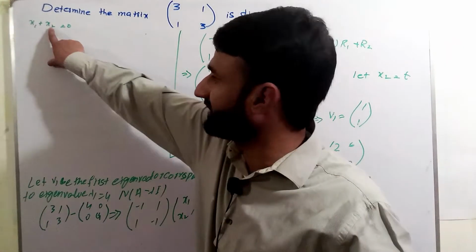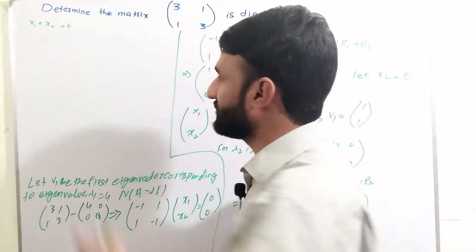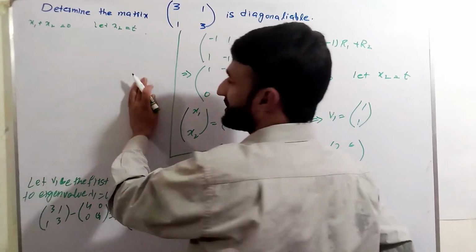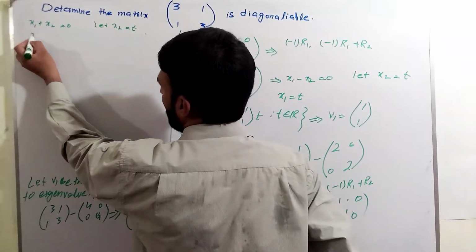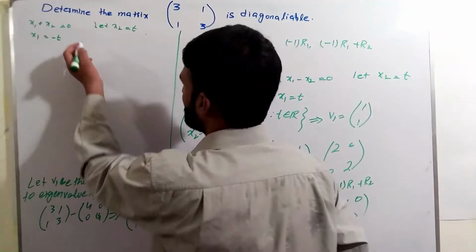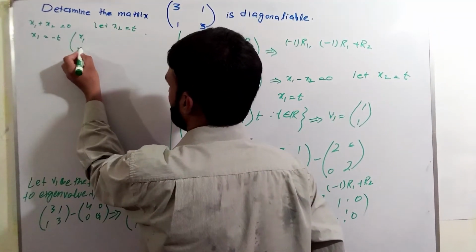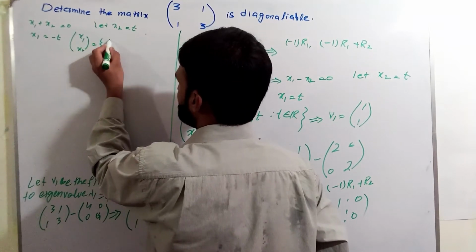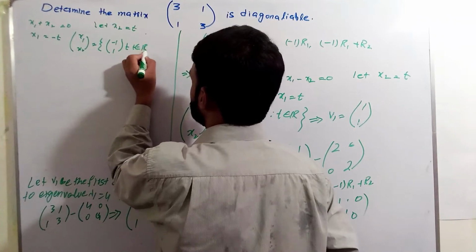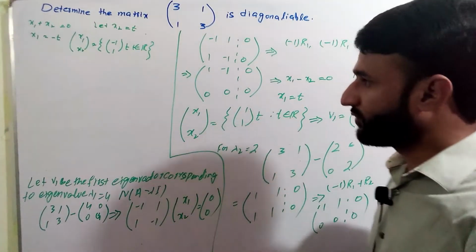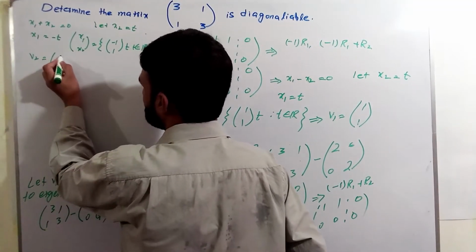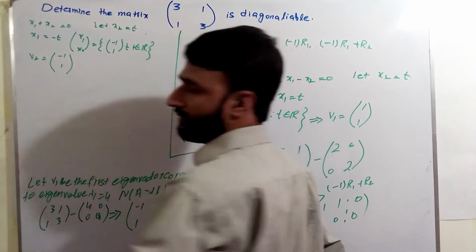Again x2 is a free variable. Now we choose x2 equal to t. It means that x1 is equal to negative t. So we got an eigenvector in this expression: t times [negative 1; 1], where t belongs to the set of real numbers. In matrix vector form, the eigenvector we have obtained is [negative 1; 1].